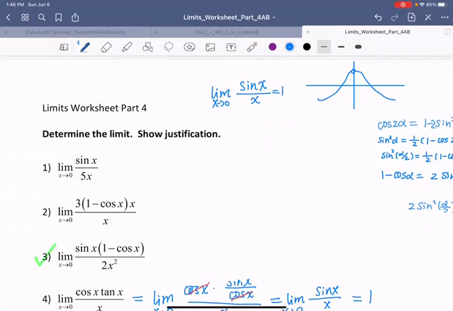Let me show the trick, okay? Maybe this is the first time you see this. Olivia, very good. We got 3 students got the correct answer. We want to do this way. We copy down this: sin x over 5x. We are going to write down 1 over 5.